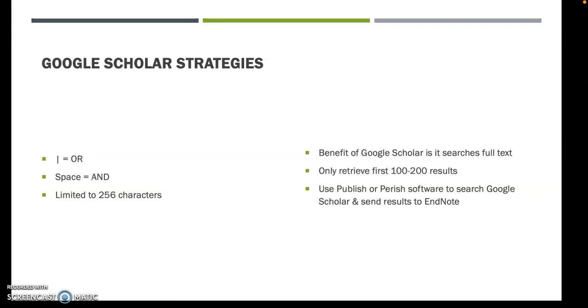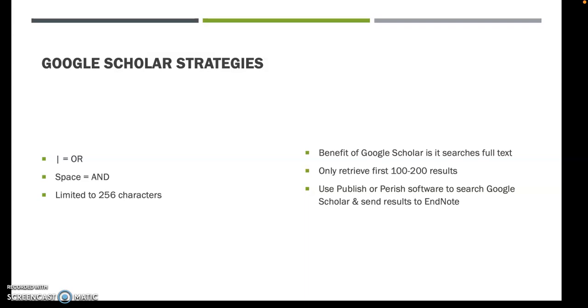So here are some Google Scholar strategies when you're doing a systematic review. One thing is the bar, the straight line bar, that's not an L, it's a bar that's on your keyboard, above the enter key. Whenever you use that in Google Scholar, that represents an OR. So whenever you have synonyms, you can use the bar between each synonym. No space between them, but the bar. We're going to see that when I actually construct the search.